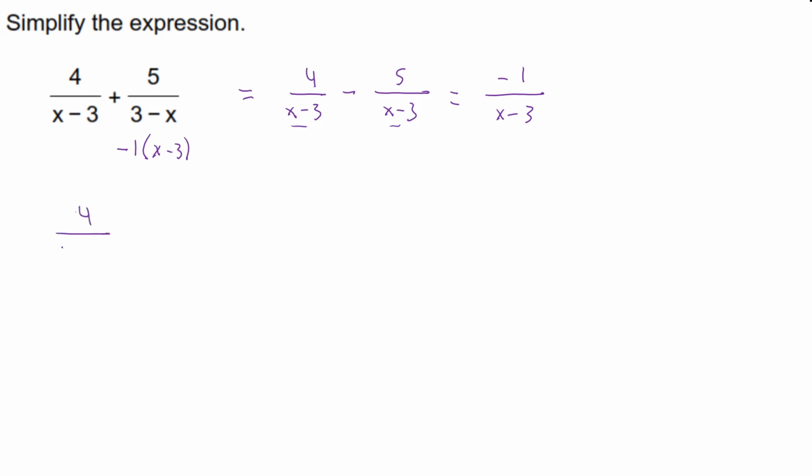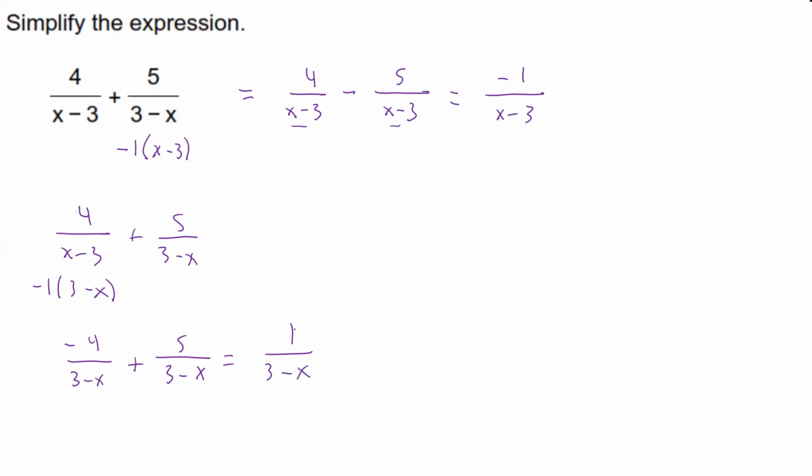So here we have 4 over x minus 3 plus 5 over 3 minus x. Now let's say you wanted it to look like the second one. So I'm going to take a minus 1 times, and then I'll have 3 minus x. Okay, well, that's not a problem. So now what do we have? Well, now let's make that a minus 4 over 3 minus x plus 5 over 3 minus x. Let me erase that and get a new one. And so now we have a minus 4 plus 5 is 1 over 3 minus x. Now, those are the same.